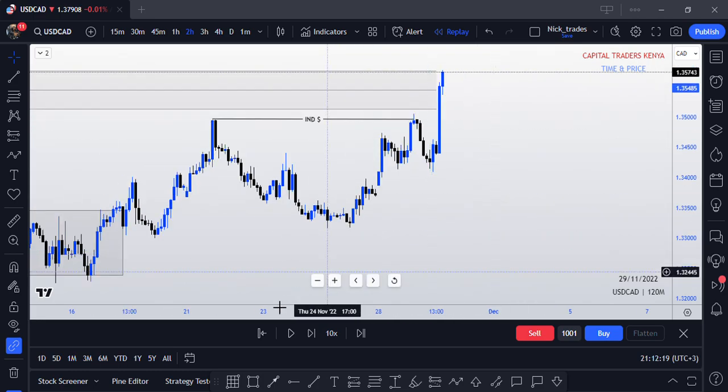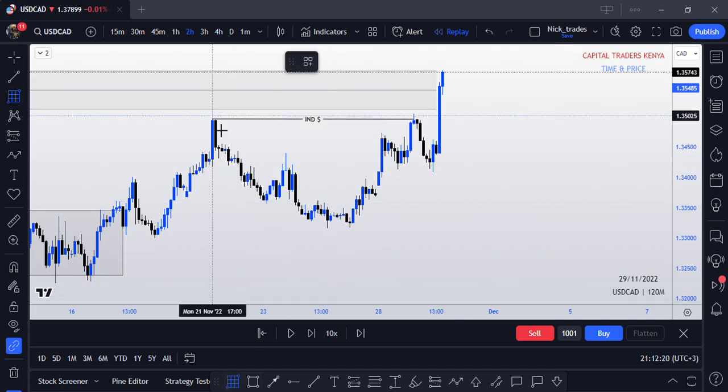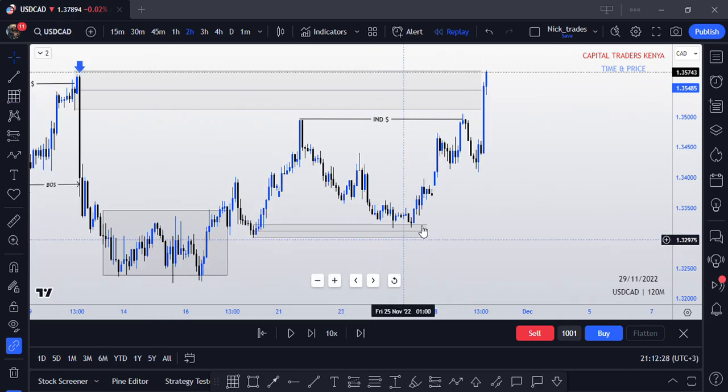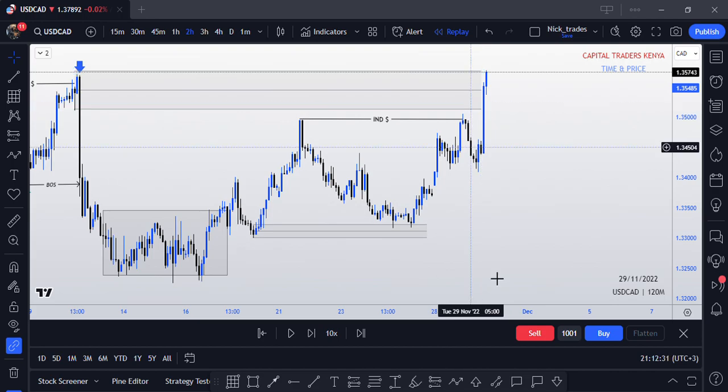Looking at that again, we saw prices come into this area, right? Prices reacted to this area of demand right here, a small one, and this area gave some push to the upside, right?